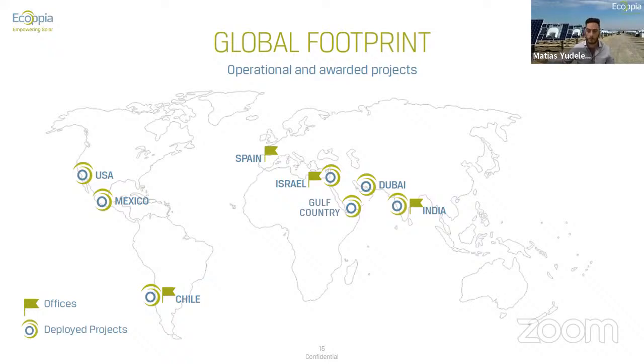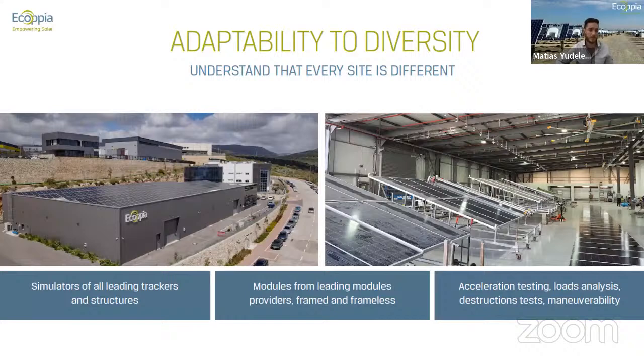Because we have a global footprint, right? We have operational and awarded projects in more than 4 continents, as we can see here. As well, we have offices in South America, in Europe, in the Middle East, and in India. And as well, something that's very important is the adaptability to diversify, right? Understand that every site is different as well. In our industry, the model of copy-paste does not exist, right? We need to closely understand the challenges and particularities of each site separately, right?